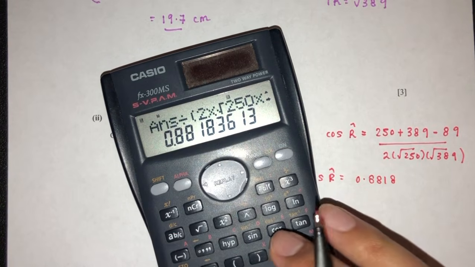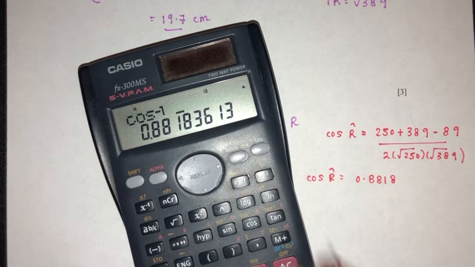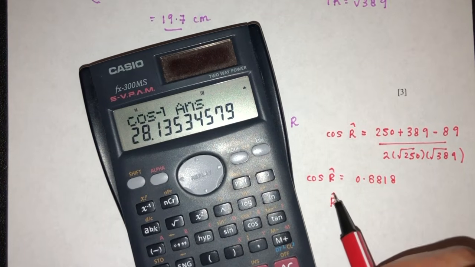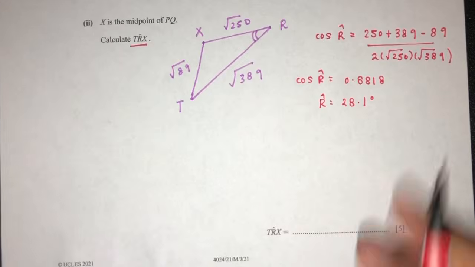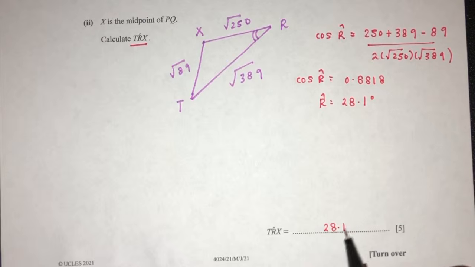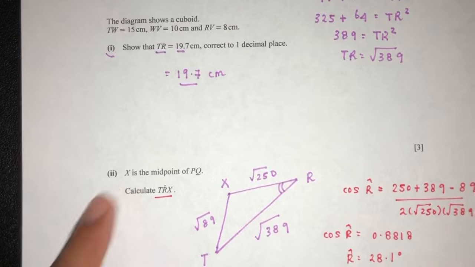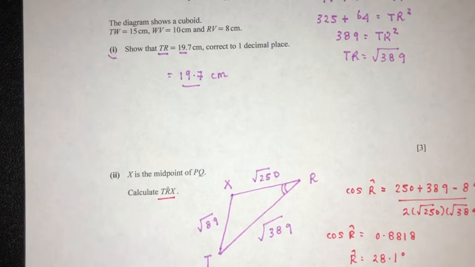So cos inverse of that will give you what? Let's use degrees. That will be 28.1 degrees for the value of this angle, correct to 1 decimal place. That is the angle, part 2. And that is your question number 4.